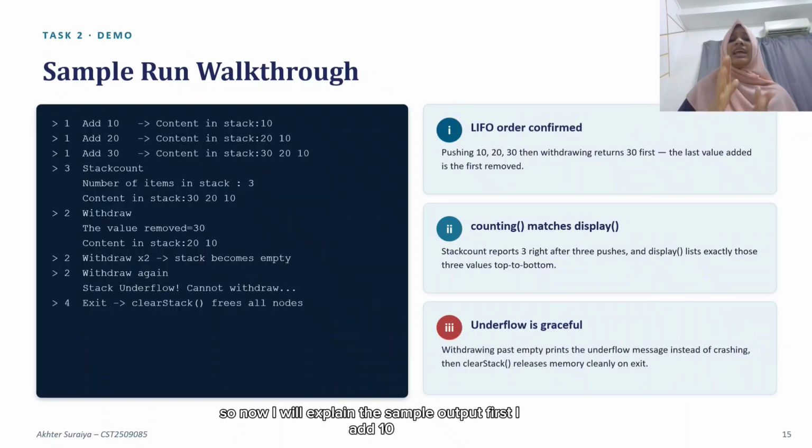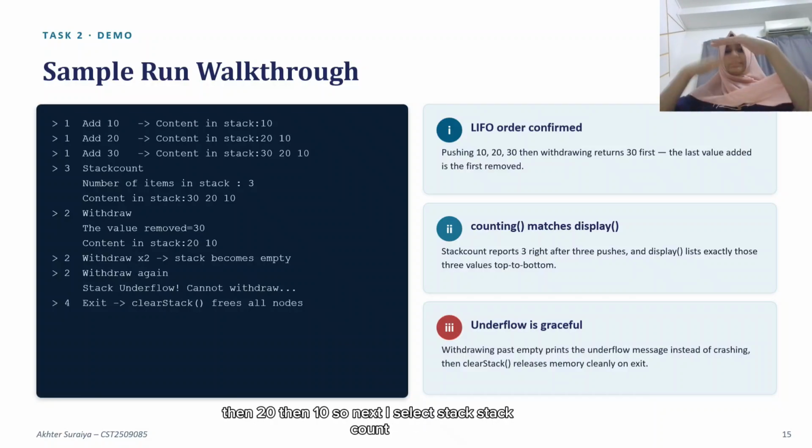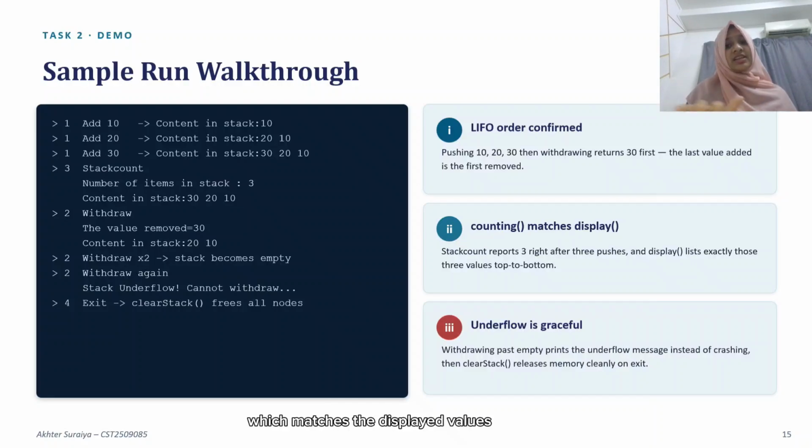Now I will explain the sample output. First, I add 10. Since the stack is empty, 10 becomes the top value. Then I add 20, so 20 becomes the new top and 10 remains below it. After that, I add 30. Now the stack displays 30, then 20, then 10. Next I select the stack count option, and the program reports that there are 3 items, which matches the displayed values.